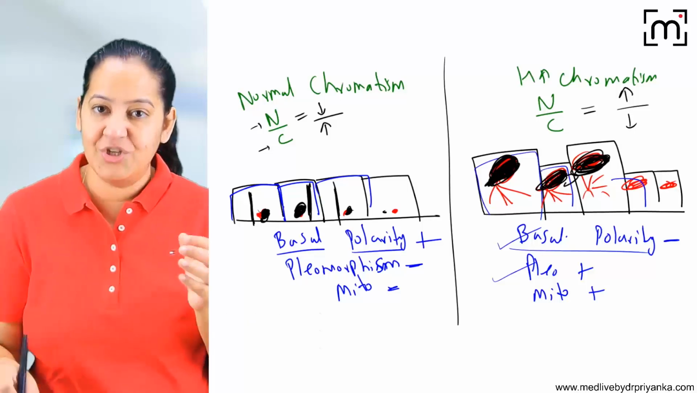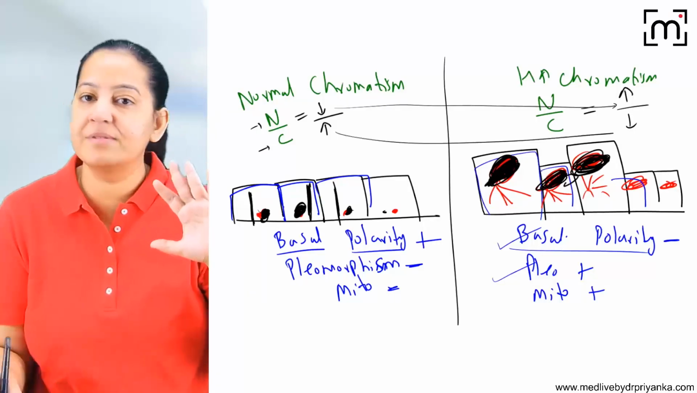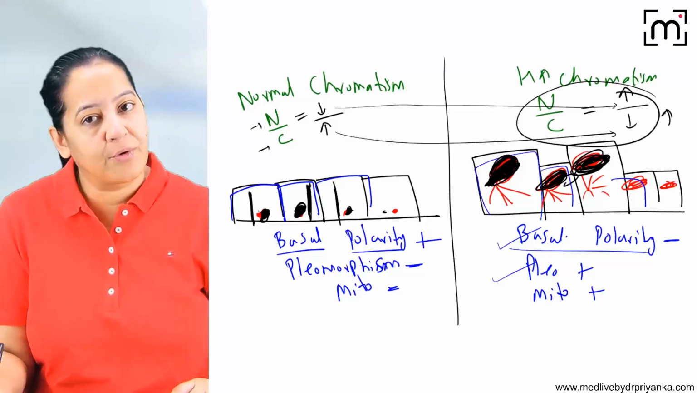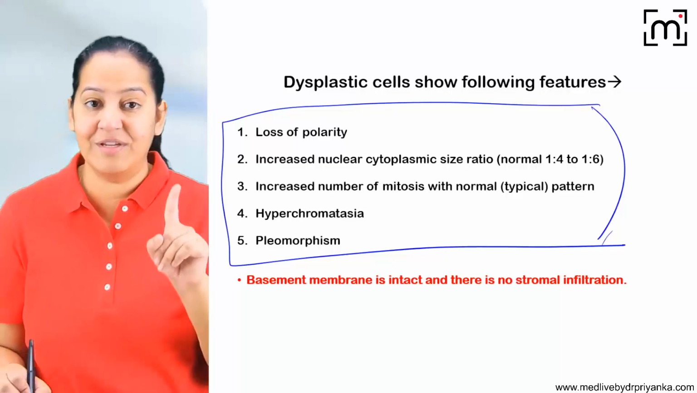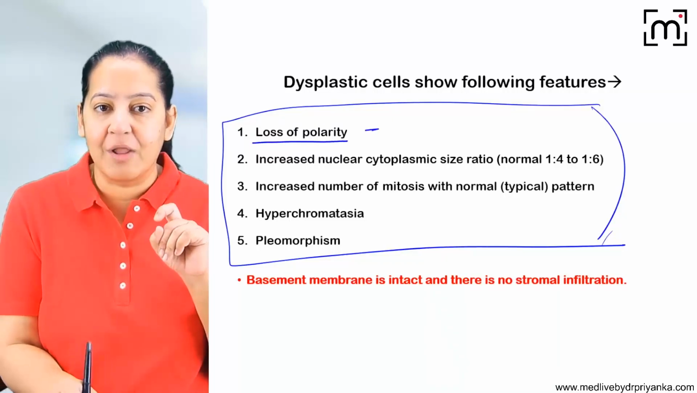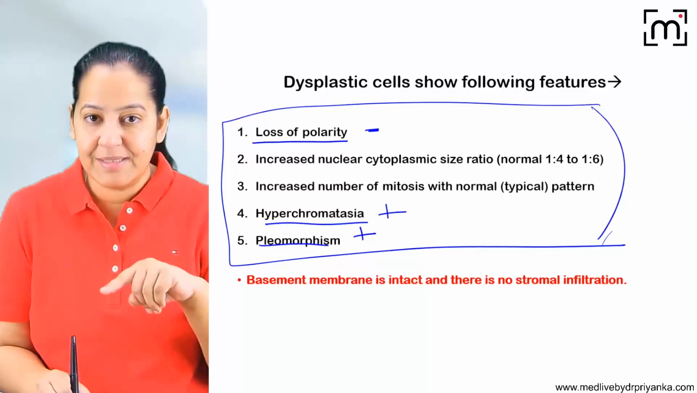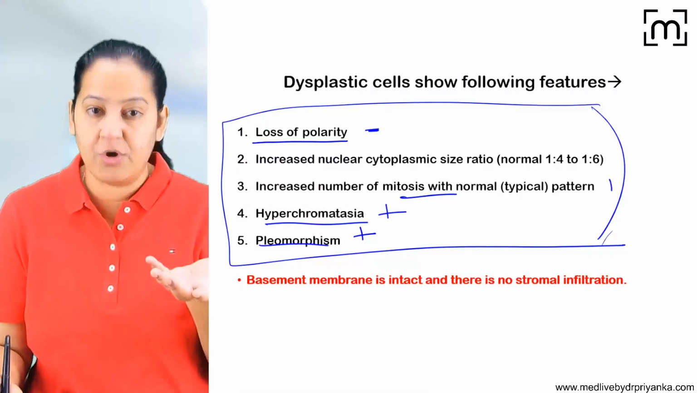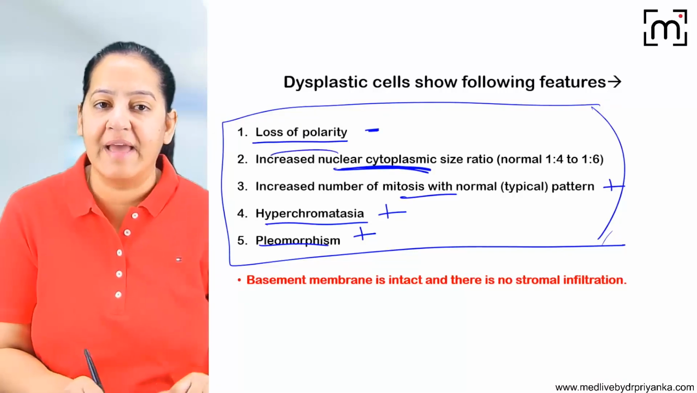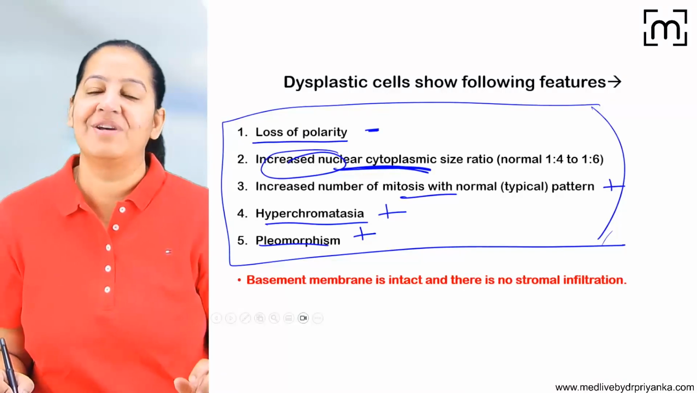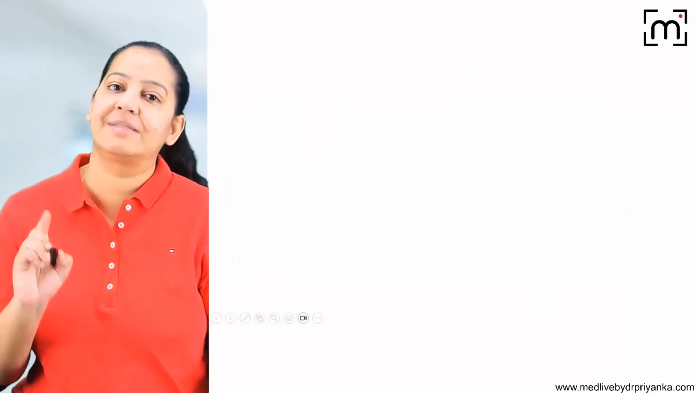So what happens to NC ratio? In dysplasia, the numerator is increasing. I mean, the nucleus is increasing, but the denominator is not increasing. So overall NC ratio is raised in dysplasia. So what are the 5 features of dysplasia I have shown you in the diagram? Number 1, the basal polarity is lost. Number 2, pleomorphism is present. Hyperchromatism is present. Mitosis is increased or present. And NC ratio is high, because the numerator is increased. So these are the 5 features of dysplasia. Any cell showing these 5 features is a dysplastic cell.